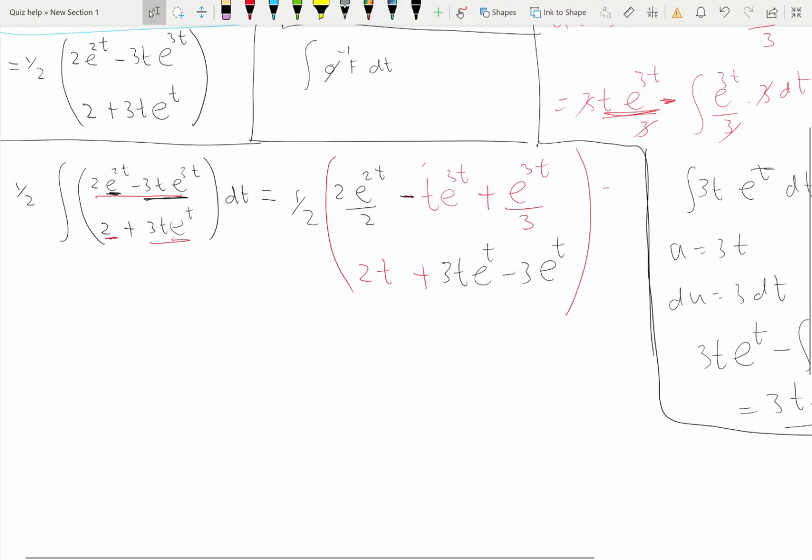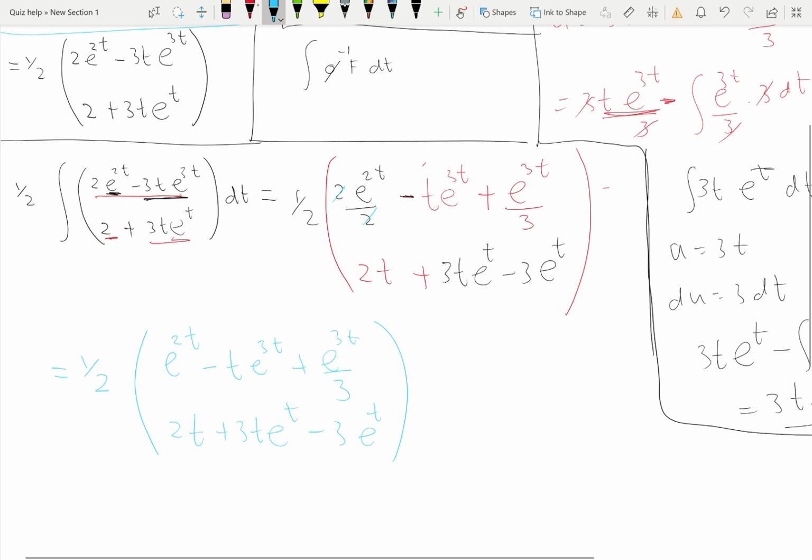So let's try to simplify it. Okay, so let's keep this half outside. So the 2s cancel out, so it's e to the 2t minus t e to the 3t plus e to the 3t over 3, 2t plus 3t e to the t minus 3 e to the t. No, we cannot simplify any further, right? So that's all we can do.